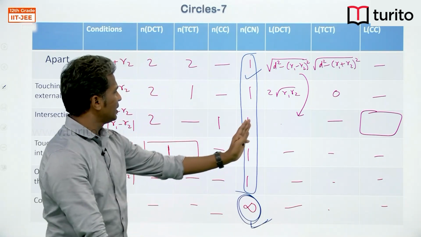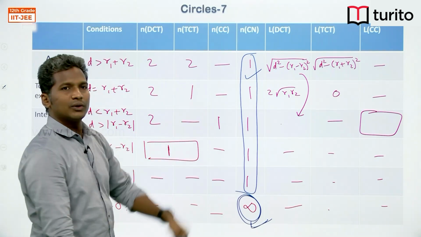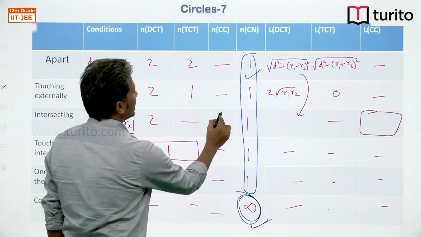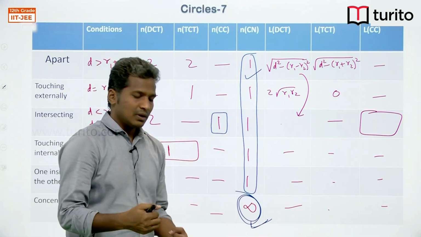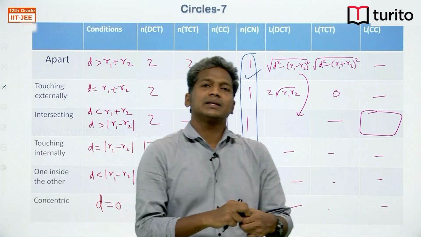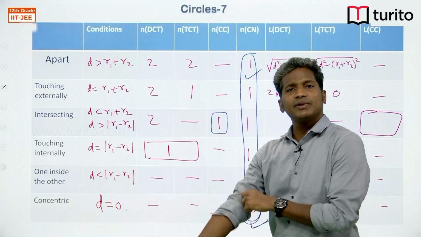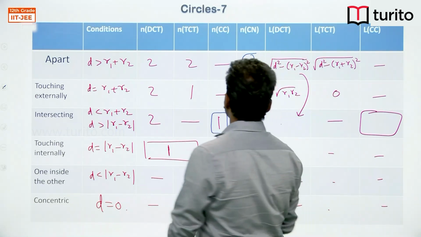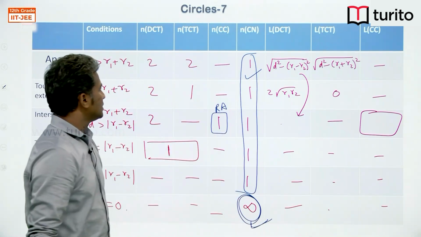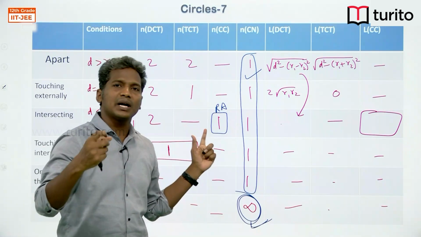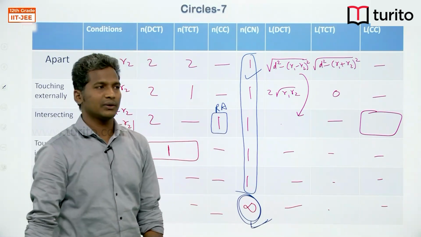Now let me come one column left. So here common chord is there. We get a common chord only when circles intersect each other. When circles intersect each other, the common chord is nothing but the radical axis. So if we are interested in finding the common chord, we can just find the radical axis. Whenever radical axis comes, I am writing RA. RA means radical axis.